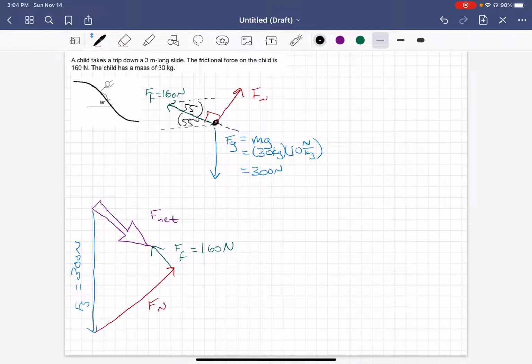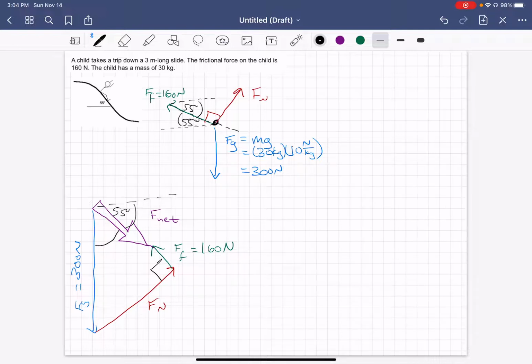The next thing I'm going to think about with my vector addition diagram are angles. So first up, I can see on my free body diagram that there must be a 90-degree angle between the normal force and the force of friction. Since the normal force goes perpendicular to the slide, and the friction force goes along the slide. Next thing I'm going to use: that net force must be along the same angle as the force of friction, which means that it must be 55 degrees below the horizontal.